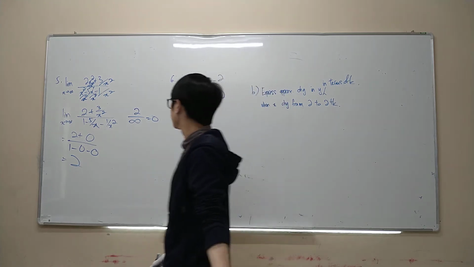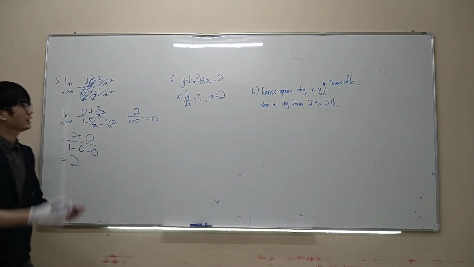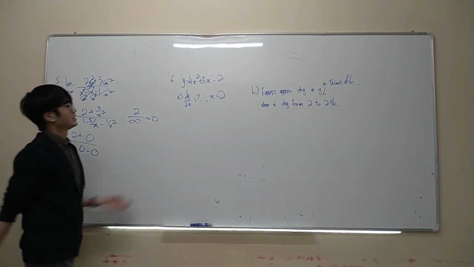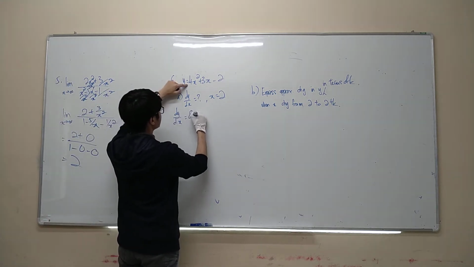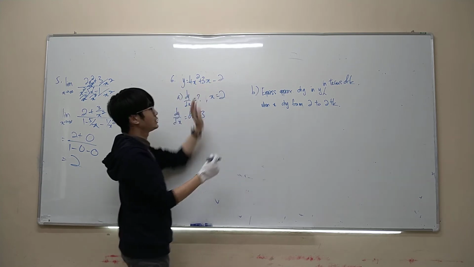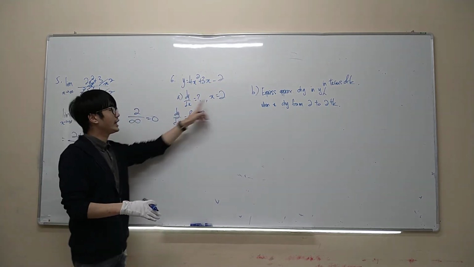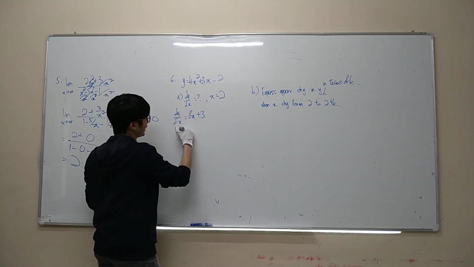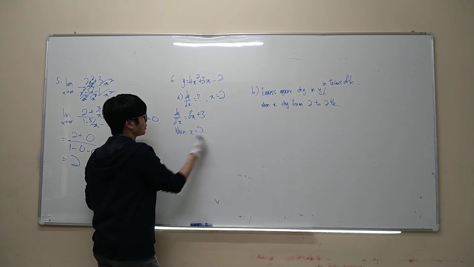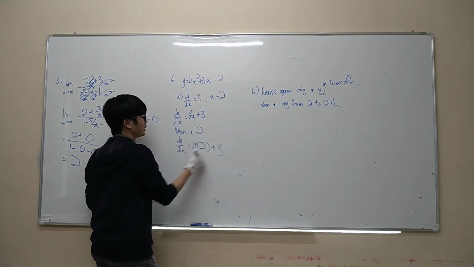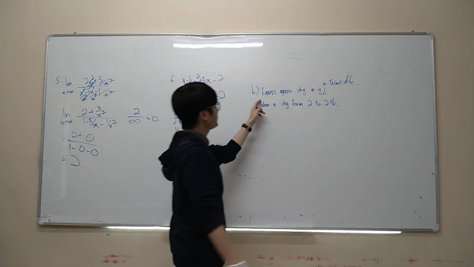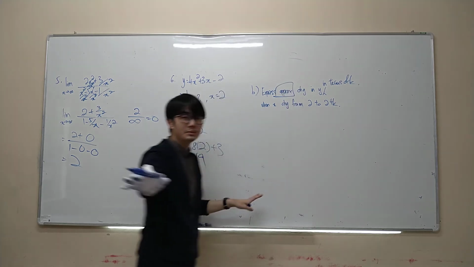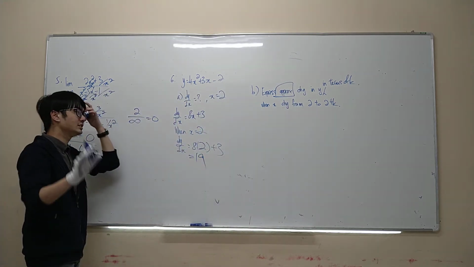Okay, let's do this question. This question is so simple. Just do dy/dx like usual. Differentiate 4x squared, 8x. Differentiate 3x, 3. Differentiate negative 2, 0, there's no place. But they say when x equals to 2, so substitute 2. Then dy/dx equals 8 bracket 2 plus 3, which is 19. Done, that's all.